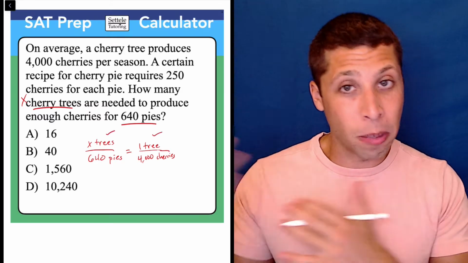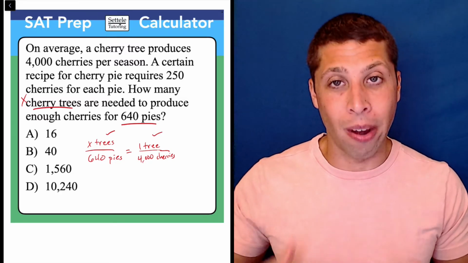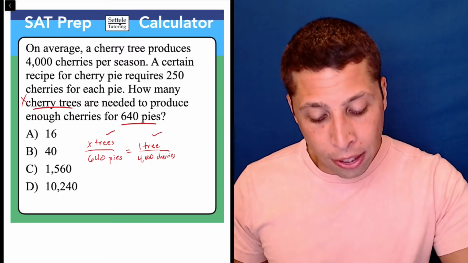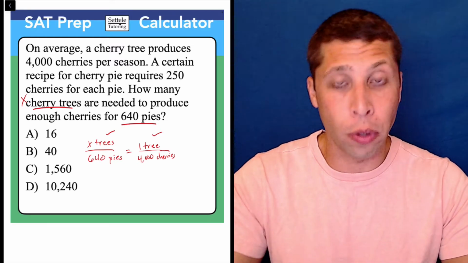We want the same unit. It's supposed to be an equal, so we want the same thing on both sides. But on the bottom, we don't have that, right? We have pies being compared to cherries. And so this is where we need a second rate to kind of help us deal with this and convert the units that we want.